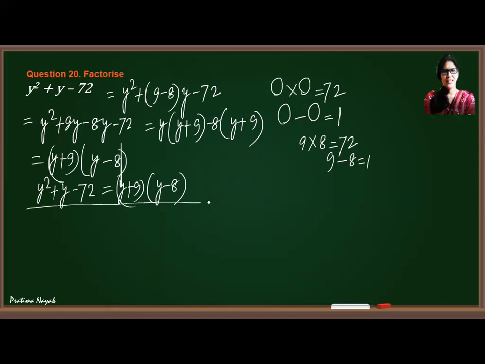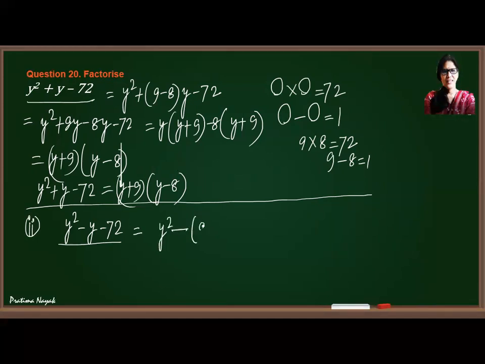Let me write another question here, though I have taken the questions from the R.S. Agrawal class 8 book. If it would be y square minus y minus 72, what would be the answer? Same numbers, but here this was positive so I wrote positive. When it is negative here, I'll write negative here.